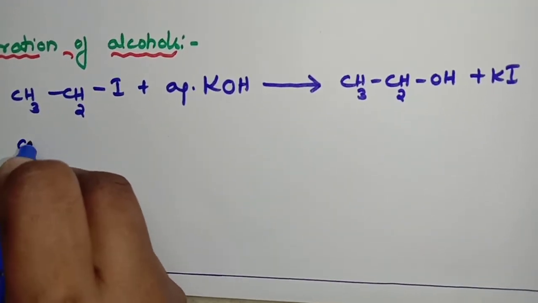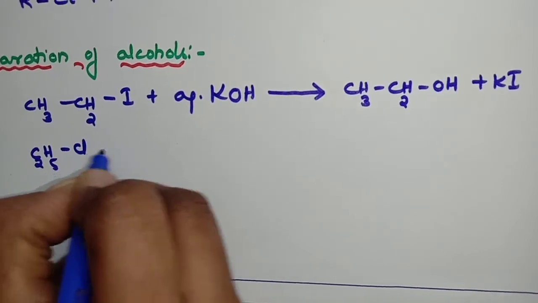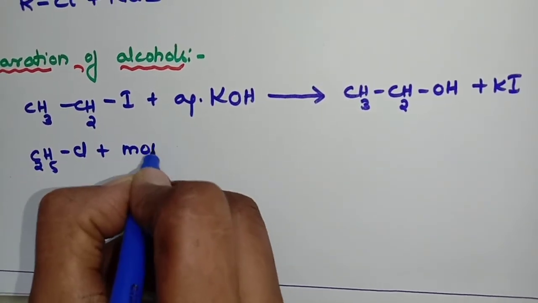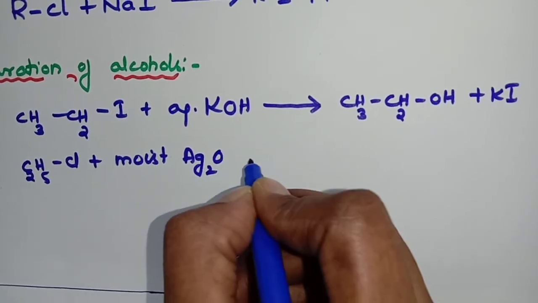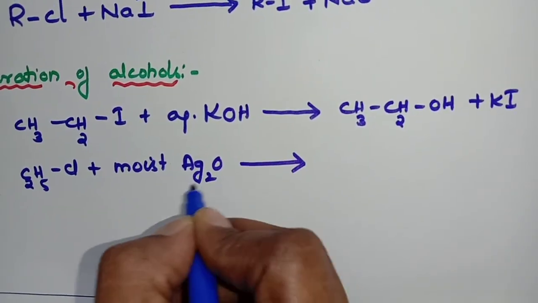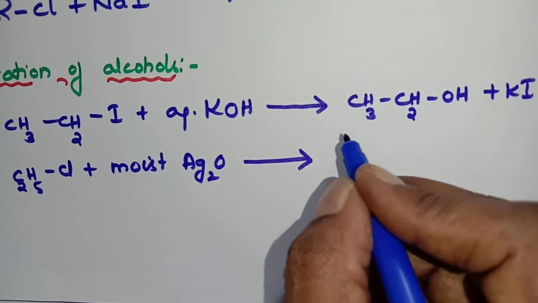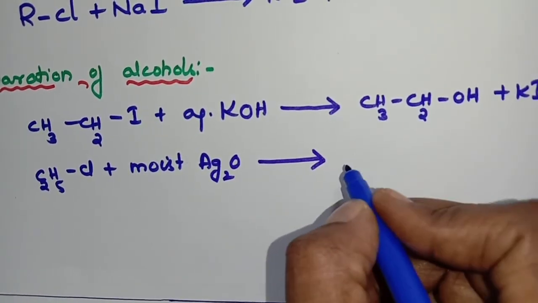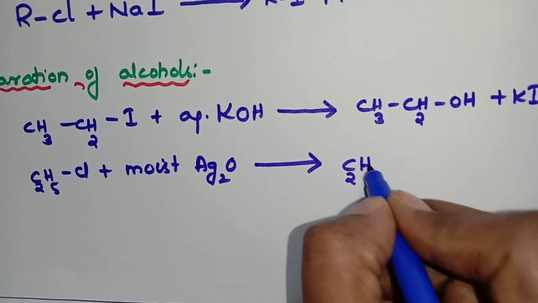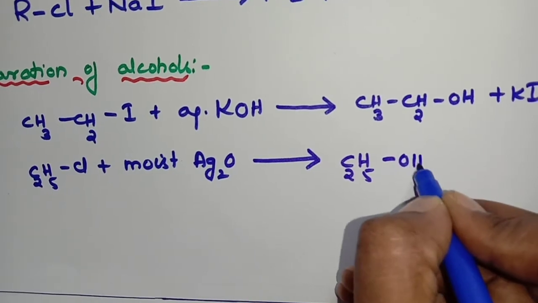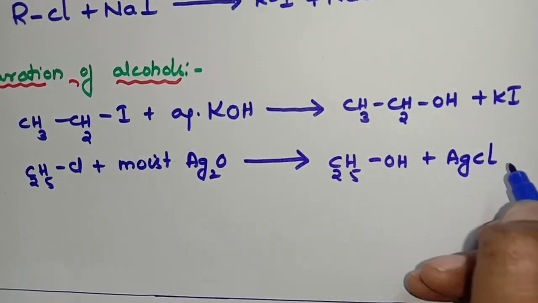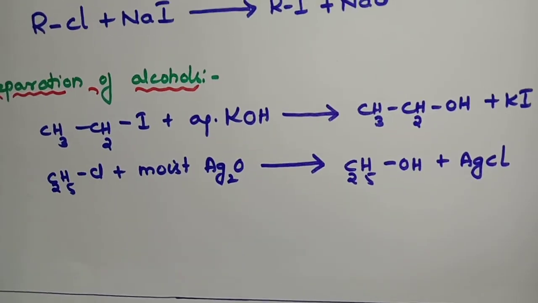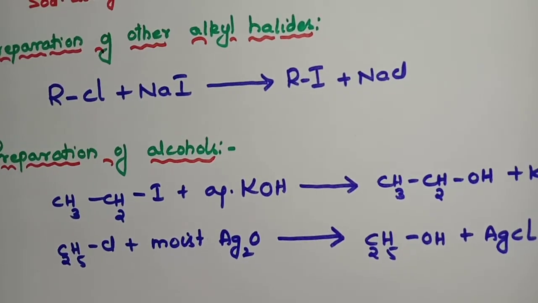Next, one more example. C2H5Cl plus moist Ag2O. Moist Ag2O means Ag2O plus water, we get silver hydroxide. So AgOH. Okay. So we get the product C2H5OH plus AgCl, silver chloride. So preparation of alcohols from alkyl halides.